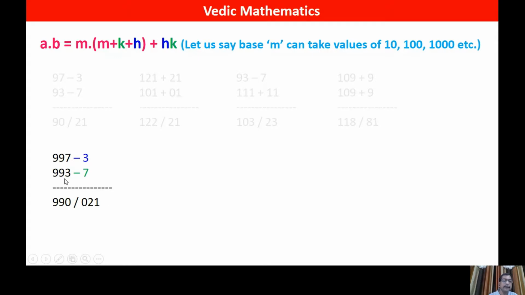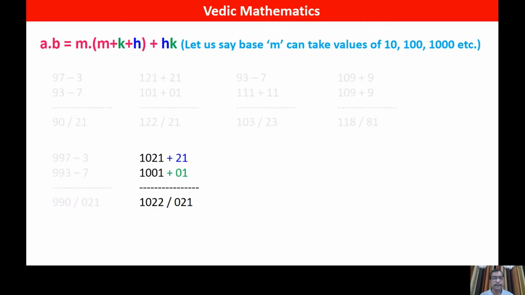It's so simple. Such large numbers you can multiply so easily. You just have to find out what base you should take, and with the base you see the difference, whether negative or positive, and then you use this formula and get the answer. The formula is just to show how this easy calculation came up, but once you remember the process, you can easily go ahead.